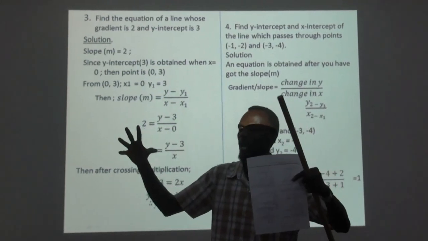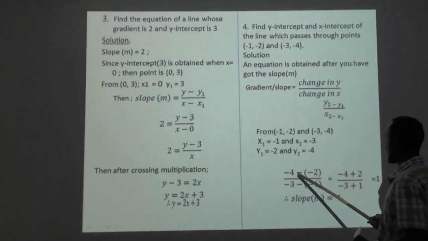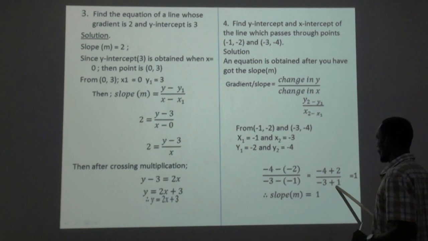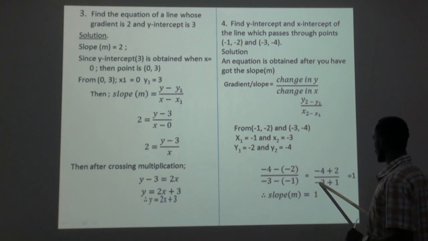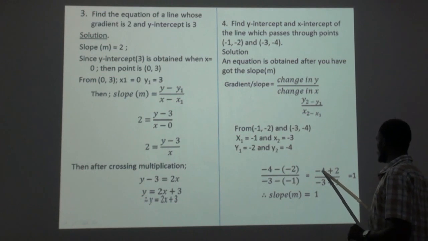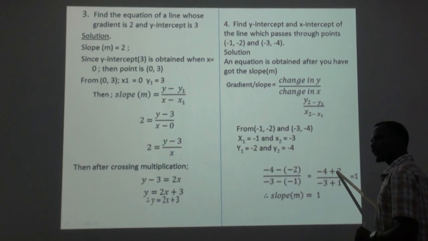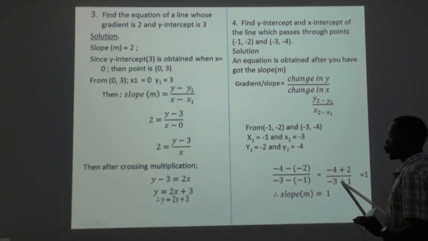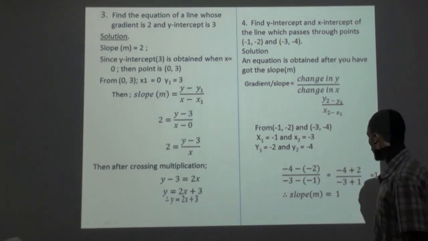And positive times positive, you get what? Positive. Negative times negative is not negative. Now we say negative times negative, positive. Negative times negative, you get what? Positive. That is where you get negative 4, positive 2, negative 3, positive 1. Here the difference is negative 2, and here also negative 2. Now the difference between negative 4 and positive 2 is negative what? 2. So you get negative 2 here, and negative 2 there, and when you divide them, negative 2 divided by negative 2, you get 1.